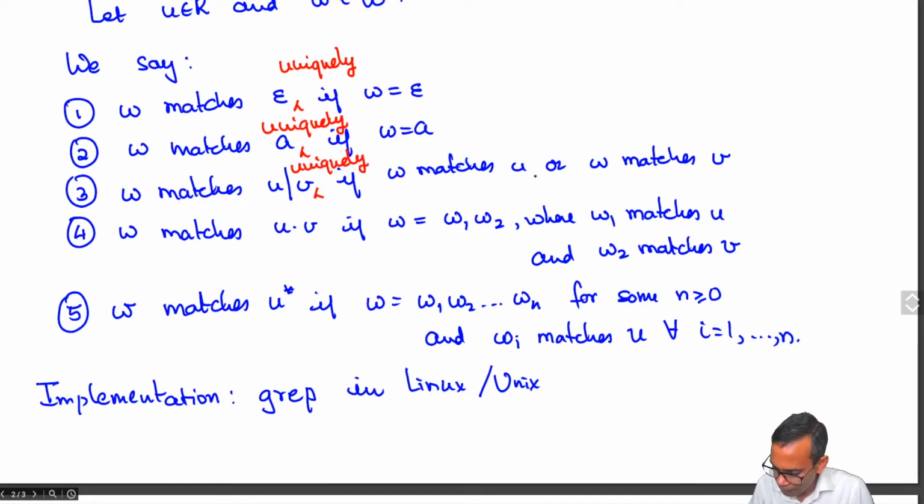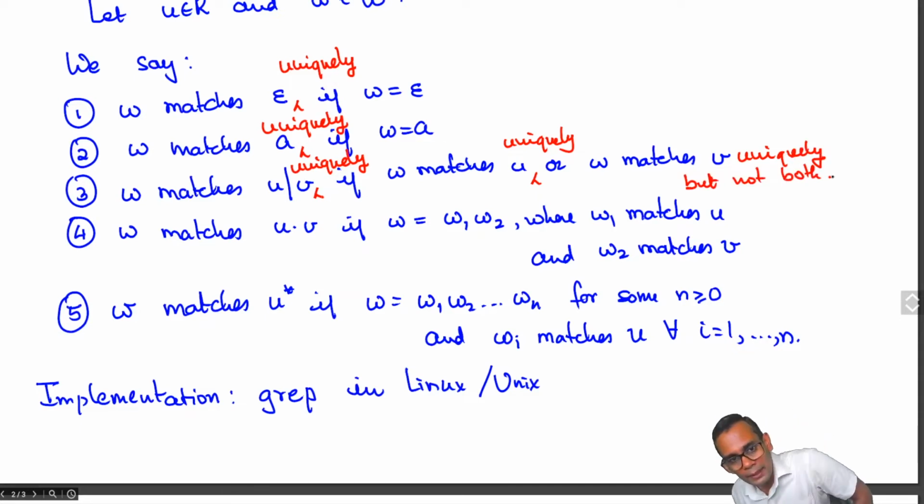So we'll say that W matches U or V uniquely if W matches U uniquely or W matches V uniquely, and then we'll add the stipulation, but not both of them. So you cannot have that W matches U and W matches V. That will become a non-unique way for W to match U or V.